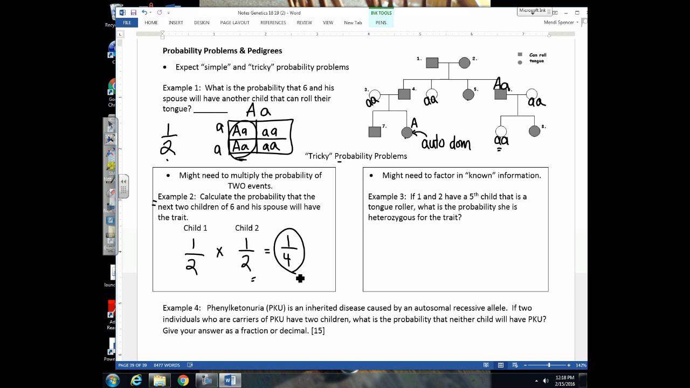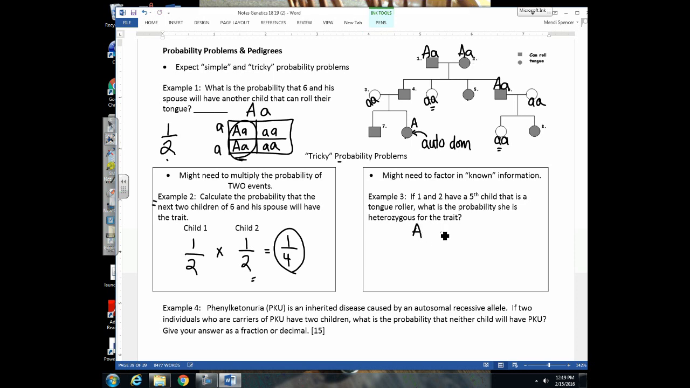Now, another type of tricky problem you might encounter is one that's going to ask you to factor in some known information to come up with this final probability. So example 3 says if 1 and 2 have a fifth child, so let's take a look at 1 and 2. And since they have this child right here, we know that 1 and 2 are heterozygous individuals. So let's continue on. It says, what is the probability that she is heterozygous for the trait?